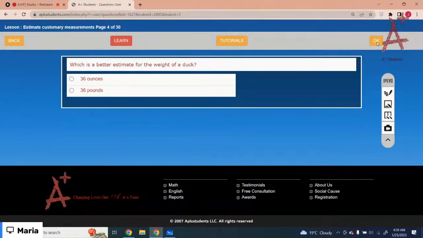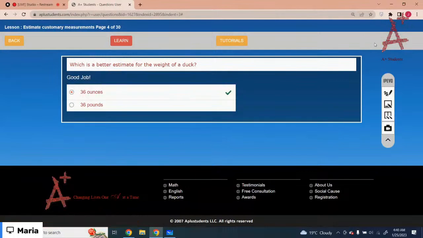Okay, which is a better estimate for the weight of a duck? 36 ounces or 36 pounds? So it would be 36 ounces. Got it? 36 ounces, because 36 pounds is too heavy for the weight of the duck. It would be 36 ounces. Got it?